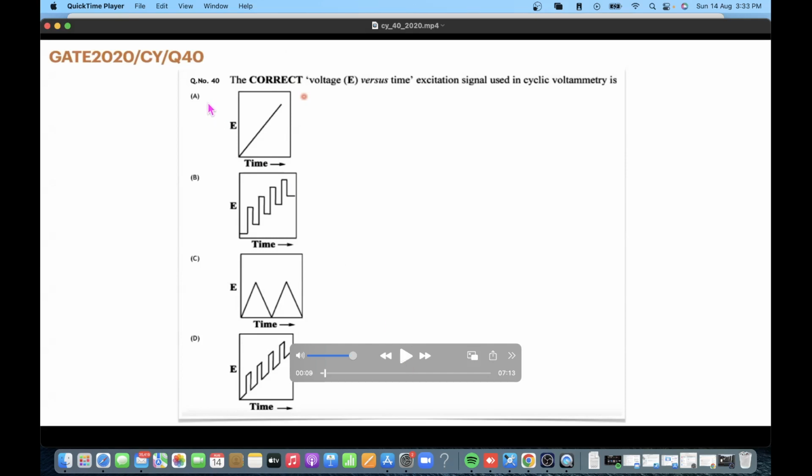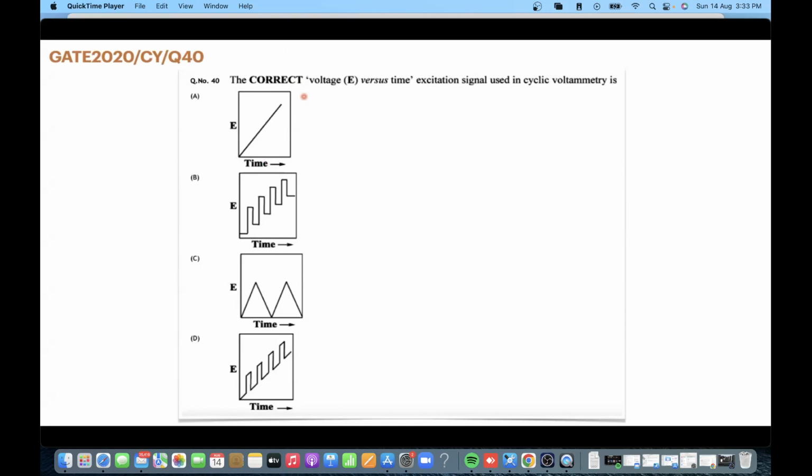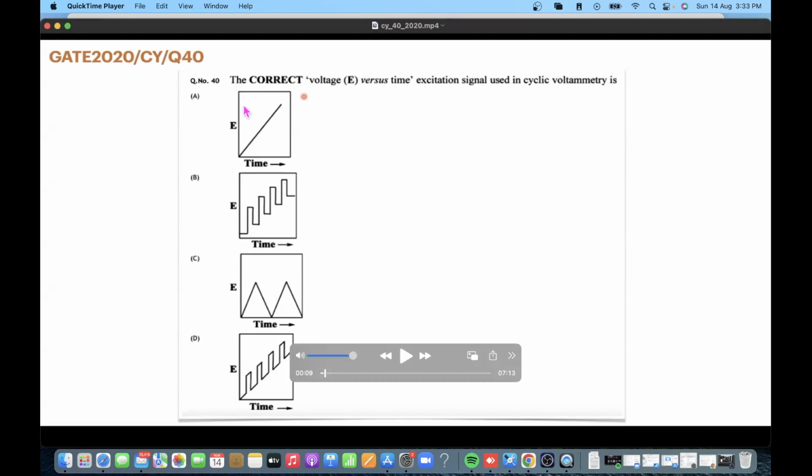So this is an interesting question. When I was preparing, I had not read about this particular topic, so I wanted to cover it this time so that I can also learn with you guys. This is a 2-mark question. It says to find the correct plot for E versus time. Voltage versus time is called the excitation signal, which is used in cyclic voltammetry. There are 4 options given.